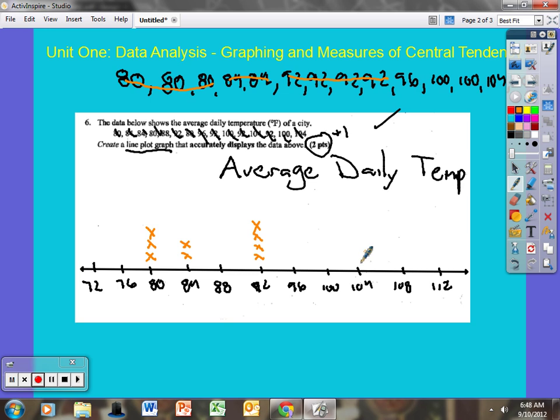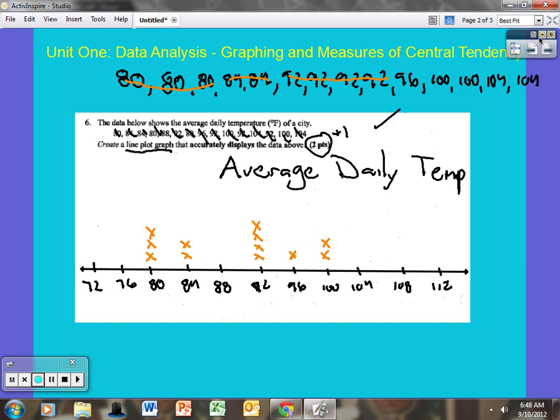I had 196. I had 2 100s. Let's see, did I have 2 104s? I most certainly did. You know what? I'm going to label these. These are temperatures, so that if someone reads this, they know what the heck these numbers refer to. And my line plot is done. Title, plot's pointed. Temperature, I have intervals going by 4s. And I have all my data plotted.